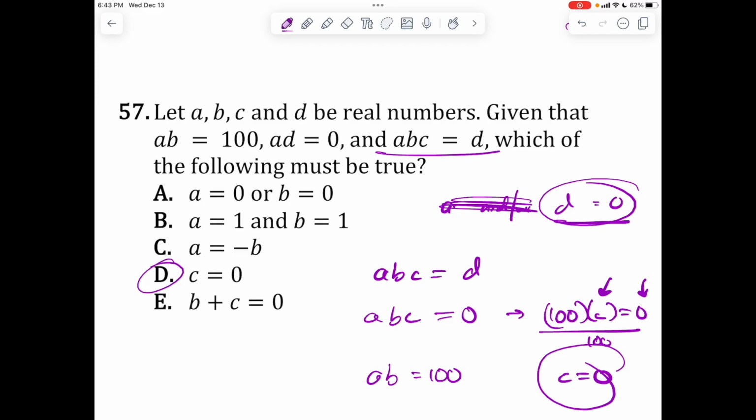Okay? The rest of them don't matter because we know for a fact this is true. Only one of these can be true, right? There's only one correct answer. So that's the answer here. All right?